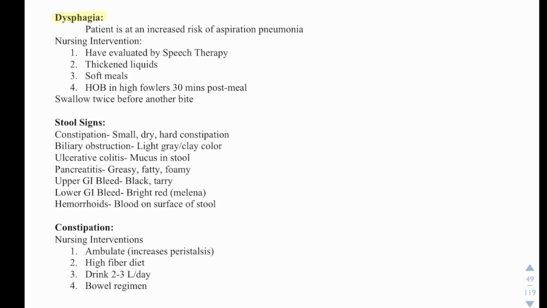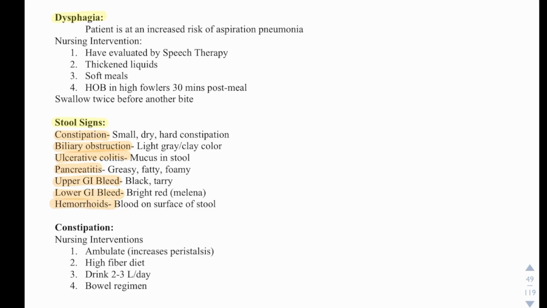As far as what we can see with stool and bowel movements, we can have constipation. This will be small, dry, hard stool. We can have biliary obstruction, so the stool will be light gray or clay color. For ulcerative colitis, they'll have mucus in the stool. Pancreatitis will be a greasy, fatty, foamy stool. If they have an upper GI bleed, we'll see black tarry stool. A lower GI bleed will be bright red, and hemorrhoids will be blood on the surface of the stool.